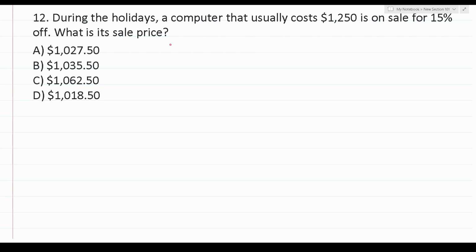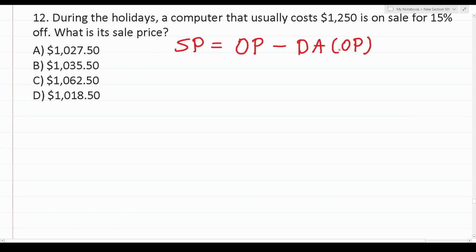All right, so I'm going to write an algebraic expression to represent what's happening in this problem. Again, we want to know the sales price of this computer, so I'm going to call that SP. And to find the sales price, we're going to take its original price, and from that, we're going to subtract the discount amount times the original price. Well, what is the original price of the computer? It's right here. It's $1,250.